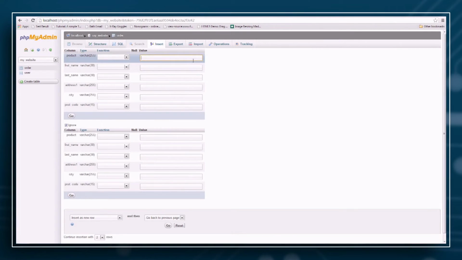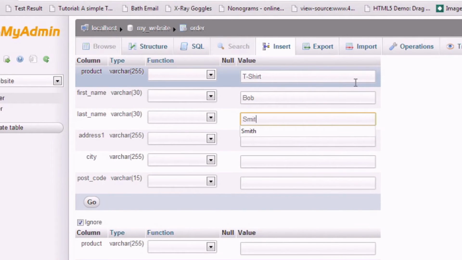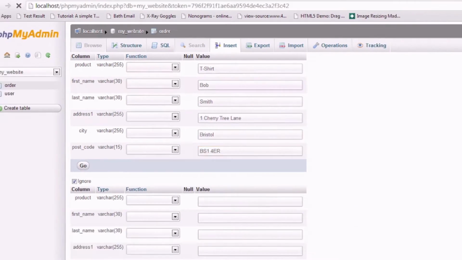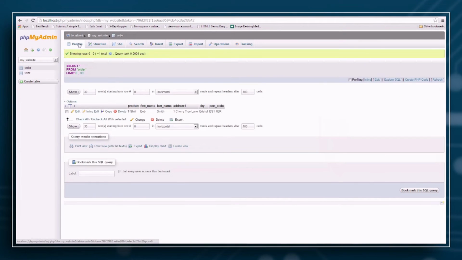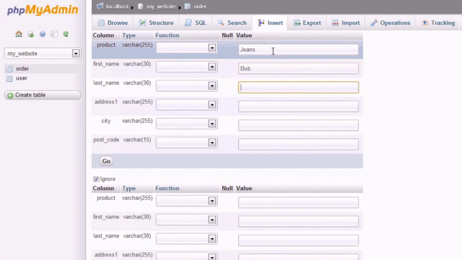Well, let's look at a real order using this design. Supposing our customer orders a t-shirt from our online shop. Let's input the details of this order. So far so good. What if they also ordered a pair of jeans? Let's fill that in too.